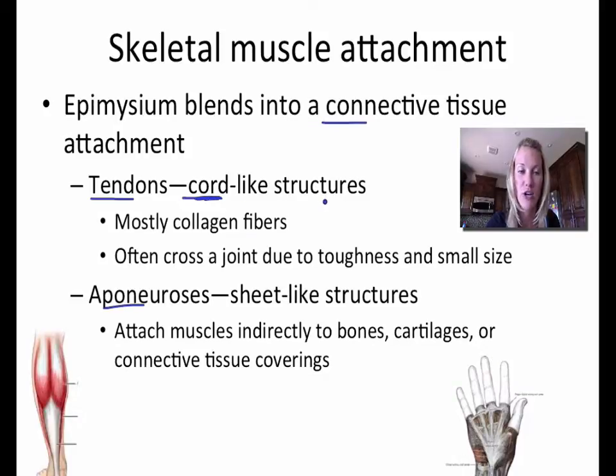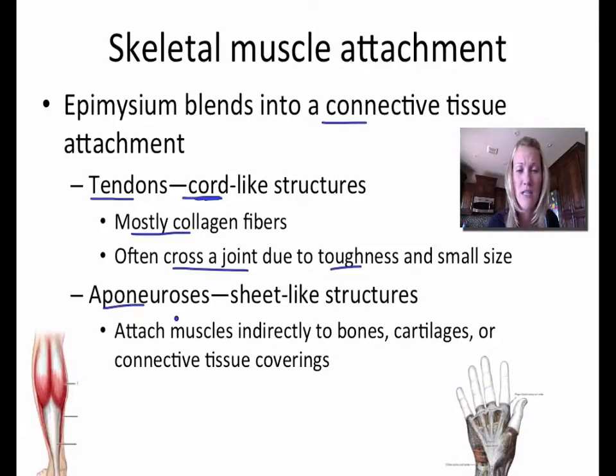Tendons are cord-like structures. They're made mostly of collagen fibers, and they often cross a joint due to their toughness and small size. That means that tendons are very tough. They're not going to break easily. They're not going to rupture. Can you imagine if you just had skeletal muscle cells connecting from the actual muscle and attaching across a joint? It would probably rip and break and it'd be very fragile. So these tendons, these connective tissues, are very tough and they don't break when you move.